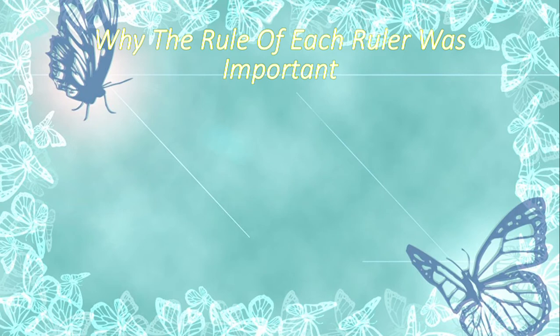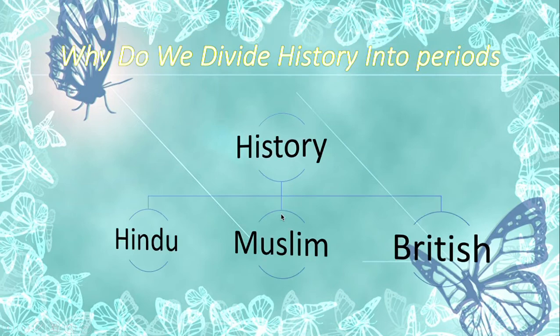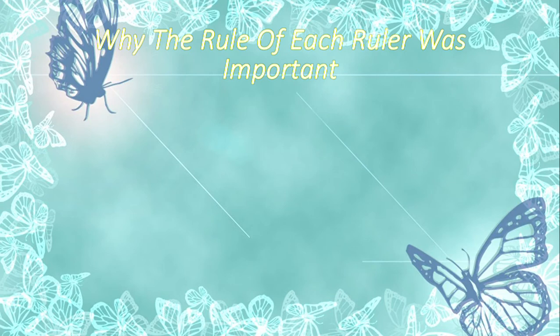Why was the rule of each governor general important according to British historians? Please neglect the smart art, it is not coming here. I think there was an error. Indian history during the British period began with the rule of the first Governor General Warren Hastings and ended with Lord Mountbatten.